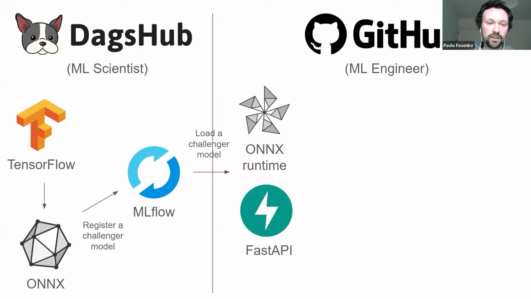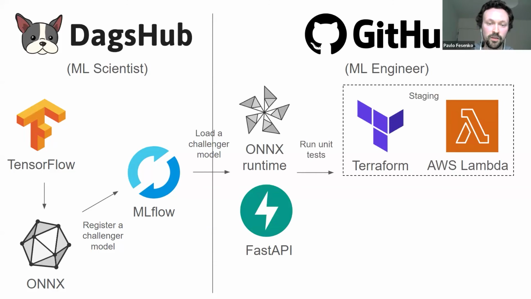So the ML engineer can connect to MLflow and load the challenger model, put it into the ONNX runtime, and use FastAPI to create the API code. Before putting it into the staging area in the cloud, you can also run some unit tests. An example of a unit test could be something like, we want to check if processing was done correctly.